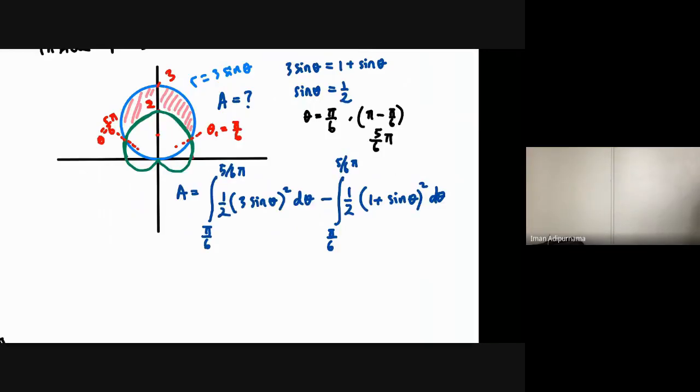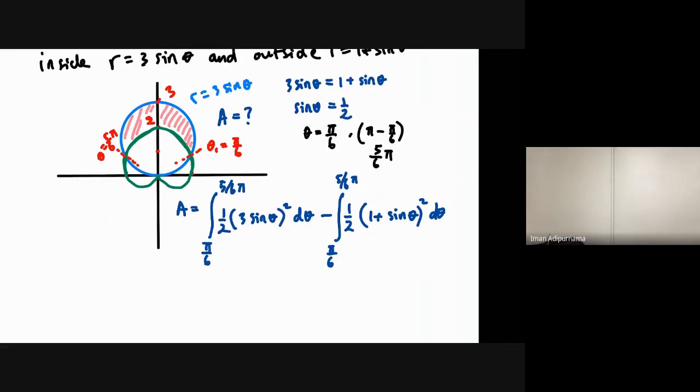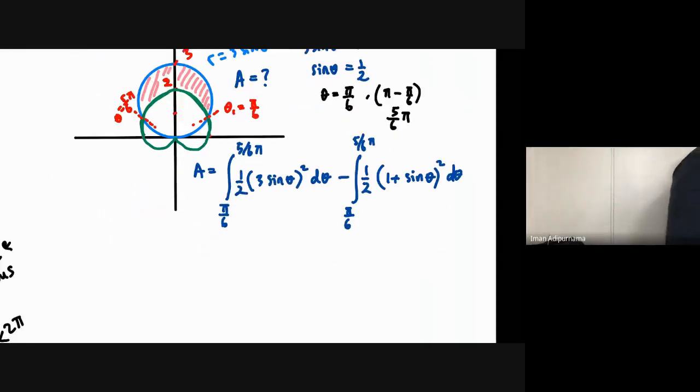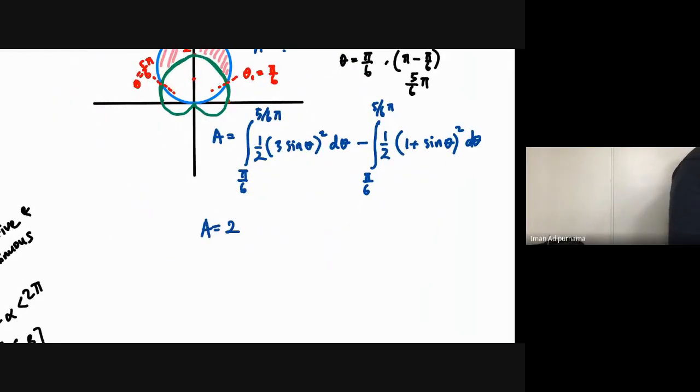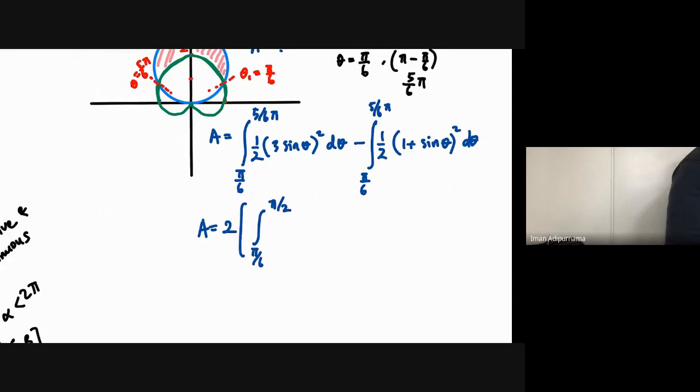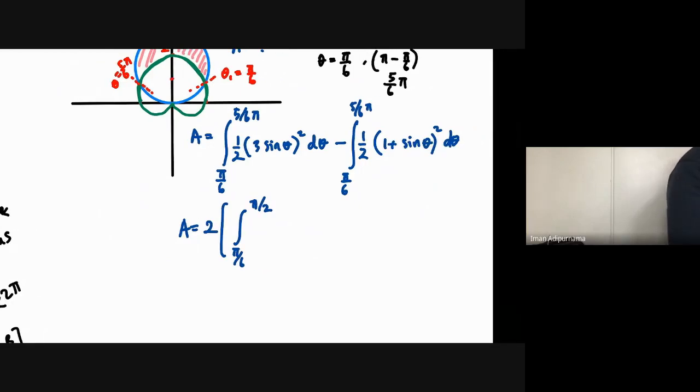Okay, now you can calculate like this, or you can ignore this integration and just subtract the same. Anyway, this pi over 6, we can also change just to pi over 2 and multiply by 2 if you want. That's also possible. Okay, so we can change to area. It's twice of, from pi over 6 to pi over 2.